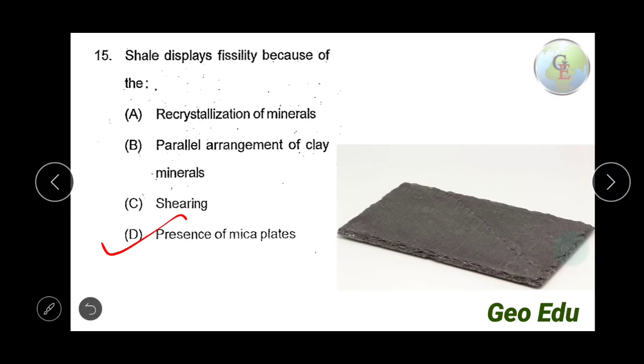Option A is recrystallization of minerals. Option B is parallel alignment of clay minerals. Option C is shearing, and option D is presence of mica plates. Fissility is the tendency of rock to split apart like thin plates. And mica, that is muscovite and biotite, like platy minerals, gives this property to the rock. And so the answer will be presence of mica plates.